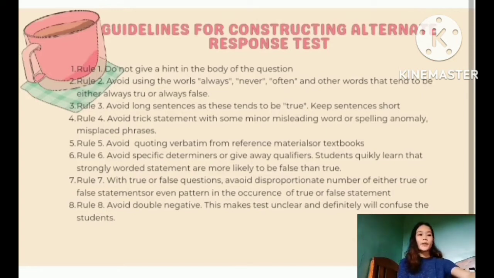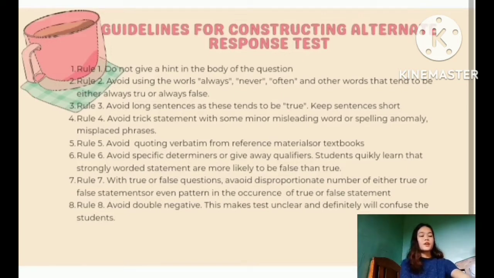Rule number 5. Avoid quoting verbatim from reference materials or textbook. This practice sends the wrong signal to the student that it is necessary to memorize the textbook word for word, and thus acquisition of higher level thinking skills is not given due importance.